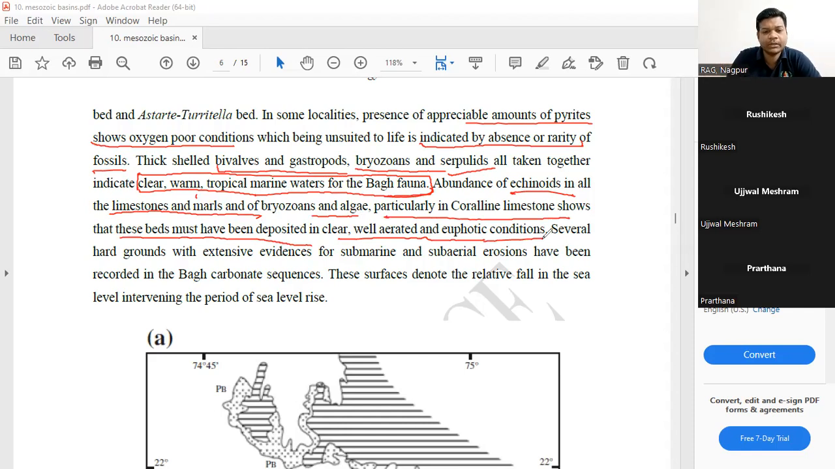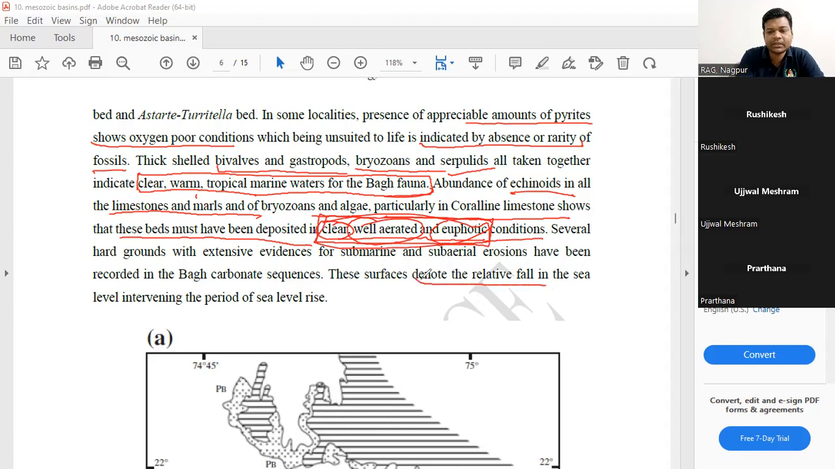Echinoids, bryozoans and algae are present. They do not need these kinds of conditions: clear, well aerated, and euphotic. If they are absent, then these conditions are predominant.